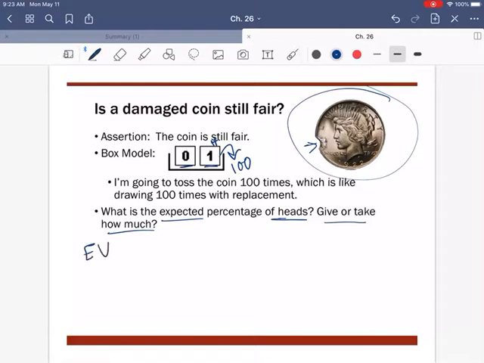So with this, you can see the words expected and give or take how much. So that tells you we're going to be working with EV and SE still. That's EV sum and SE sum because we're looking at the sum of the heads, how many total heads we got. So the expected number of heads is 50. We know that without having to do any work.